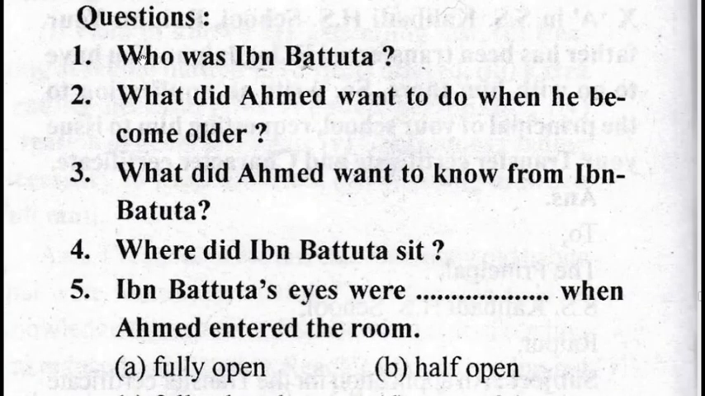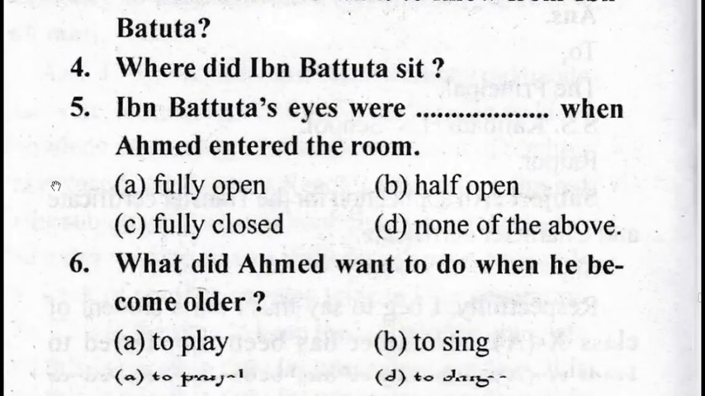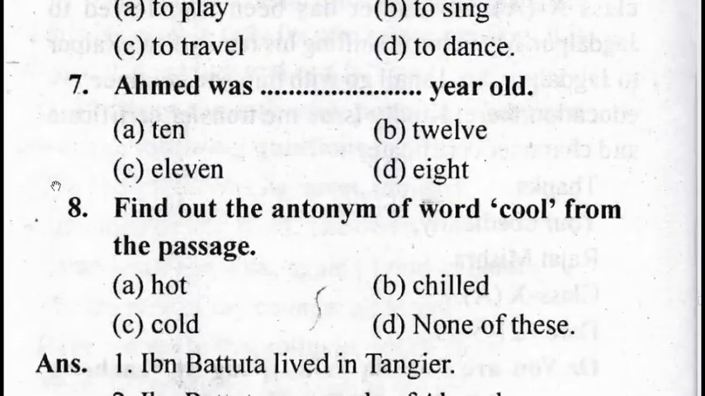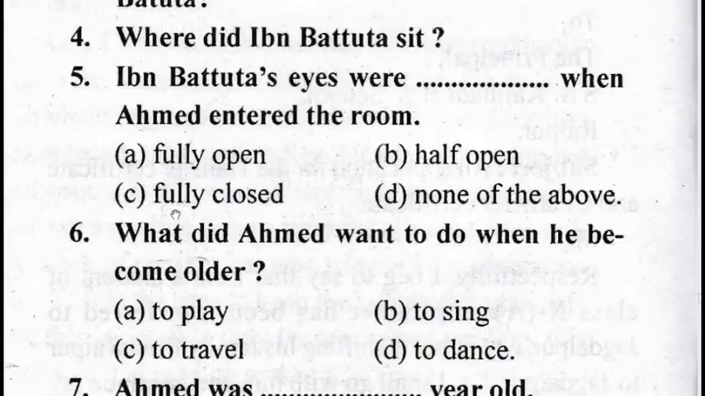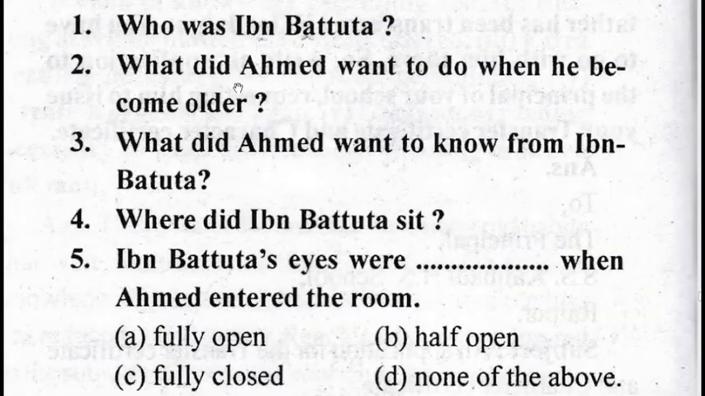Now here are the questions from the paragraph. Question 1, who was Ibn Battuta? Answer is written here in the last. Answer, Ibn Battuta lived in Tangier. Second question, what did Ahmed want to do when he became older? Third question, what did Ahmed want to know from Ibn Battuta? Question 4, where did Ibn Battuta sit?